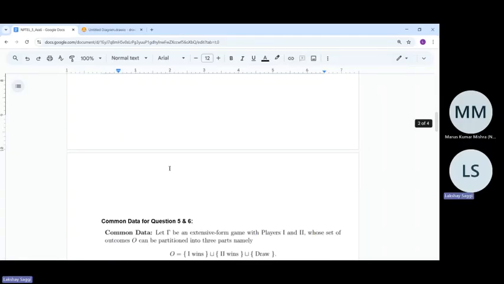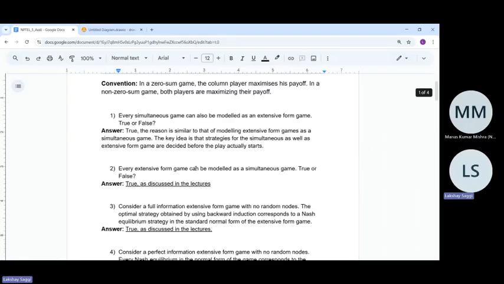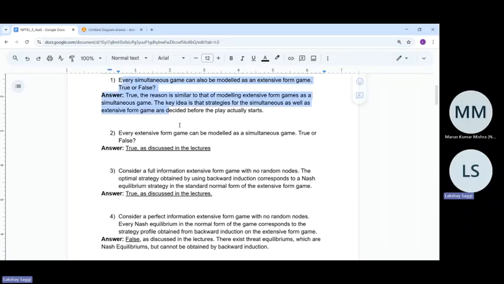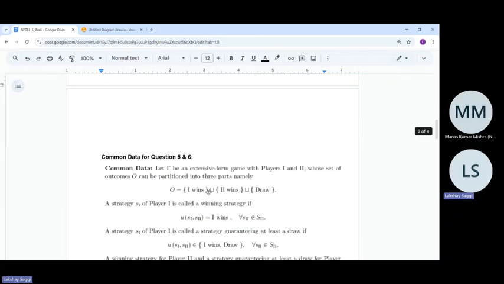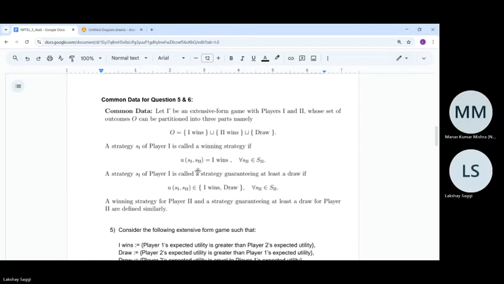So after this, these were just a bit of theory questions, true or false, just to revise whatever was discussed. And now maybe we can try to do some numericals.